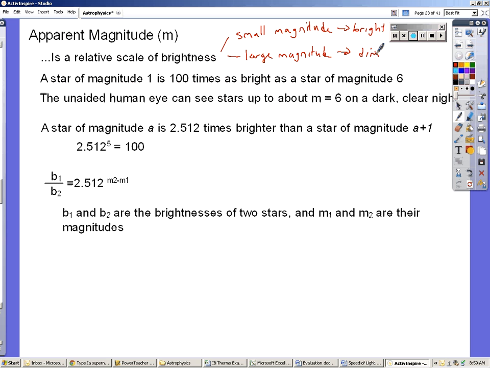The unaided human eye can see stars up to about magnitude 6 on a dark, clear night, which we don't get very often in Tulsa. There's tons of light pollution.